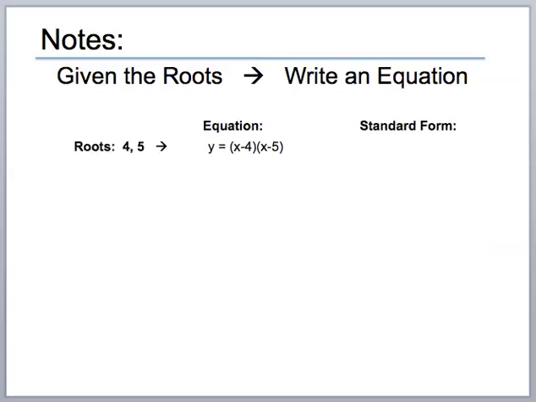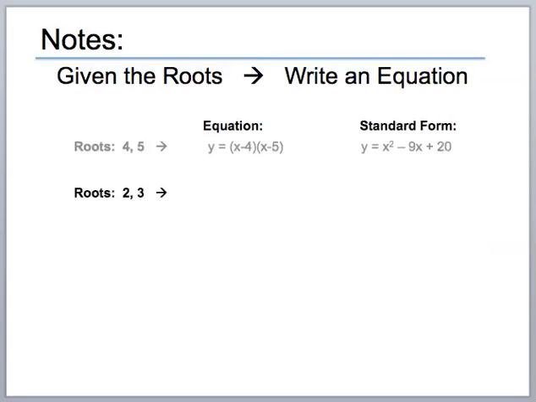Now if you were to take those two parentheses and multiply them out, you would get the standard form of the parabola, which then equals x squared minus 9x plus 20. Alright? Now pause the video just for a moment, and work it out in your head if you have roots at 2 and 3. Think to yourself just for a moment what the equation would be in standard form if you had the graph crossing the x-axis at 2 and 3.